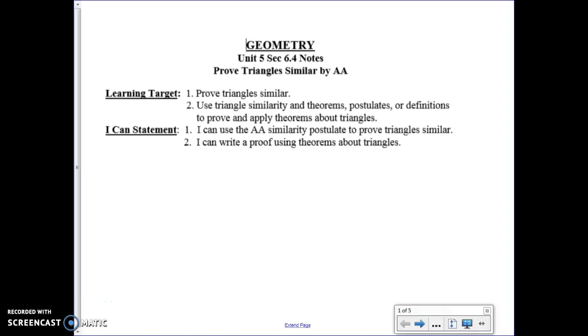Hey guys, today we are looking at one of our similar triangle shortcuts, just like we had shortcuts with our congruent figures where we only had to name a few things to be able to prove that triangles were congruent. We have those as well with similar triangles. And so the first one we're looking at, as you can tell by the title of this, is angle-angle.